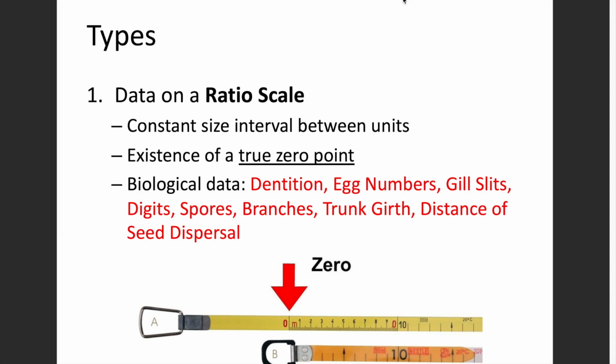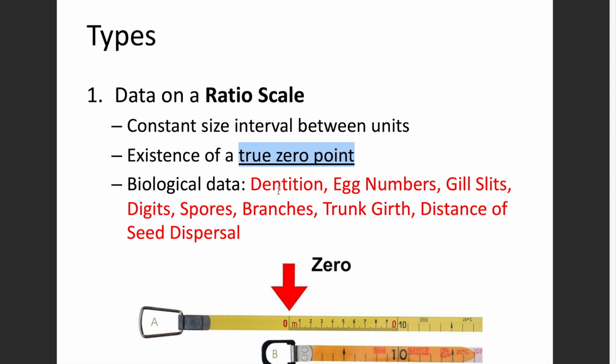For biological data, we have different scales of measurements. We have data on a ratio scale, in which there's a constant size interval between units, and the tip here is that data on a ratio scale has a true 0 point.